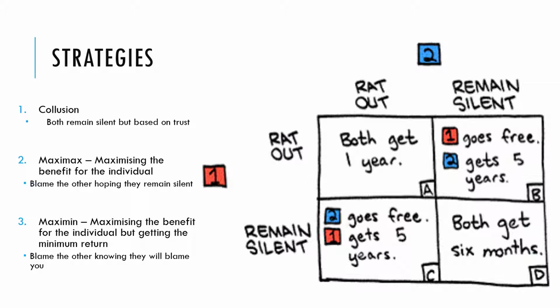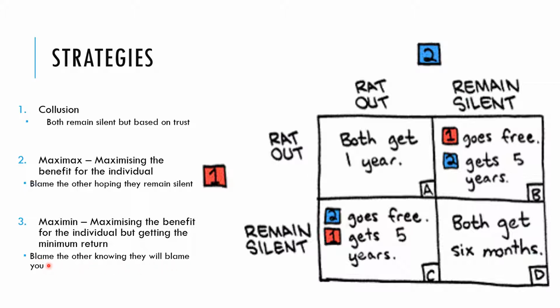A third approach would be that I'm going to go for the maximum benefit, that I go free, but actually get the minimum return, which is here that I get a year in prison. And we would call this a maxi-min strategy. I maximize the benefit for the individual, but get the minimum return. So i.e. here, blaming the other, knowing they will blame you.